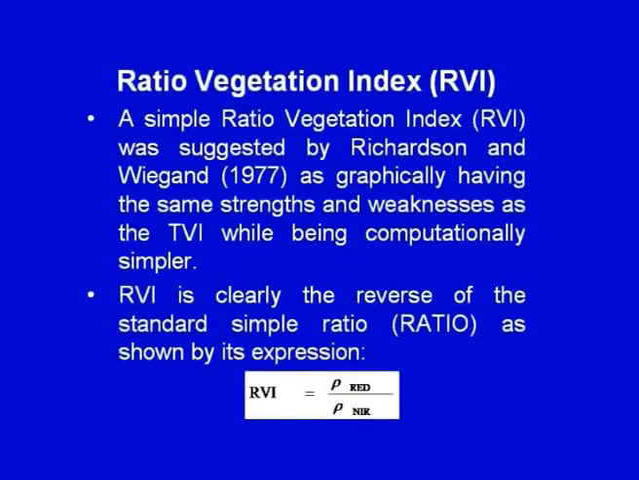The next indices that we now take up is the ratio vegetation indices. Well, it has been observed that the ratio vegetation indices, which was suggested by Richardson and Wiegand in 1977, graphically has the same strengths and weaknesses as the TVI while being computationally simpler. RVI is clearly the reverse of the standard simple ratio, as shown by this particular expression.